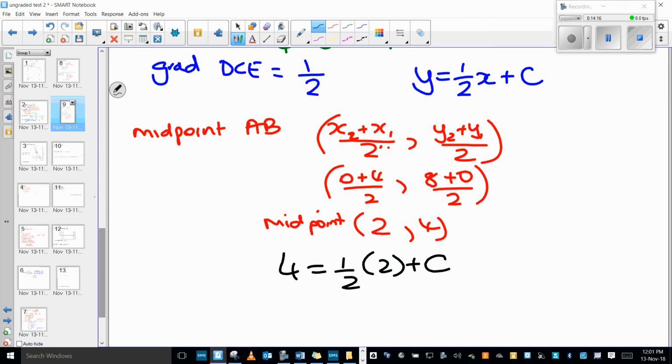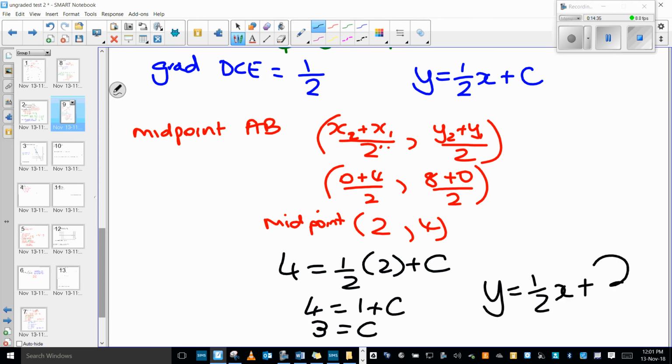So we've got 4 equals... Why is it on the sample? I don't know. It's worrying me too. So c on its own would be 3. So our equation is y equals 1/2 x plus 3.